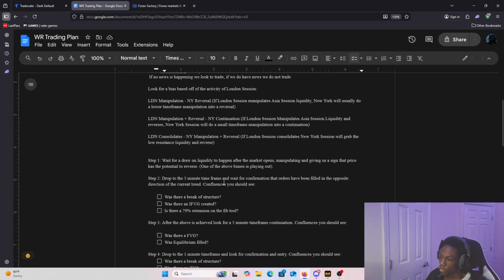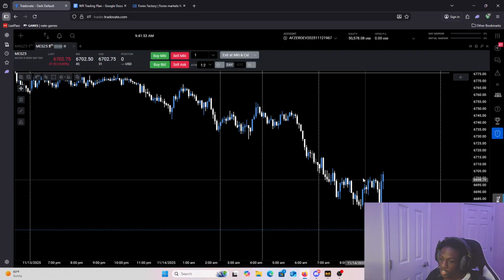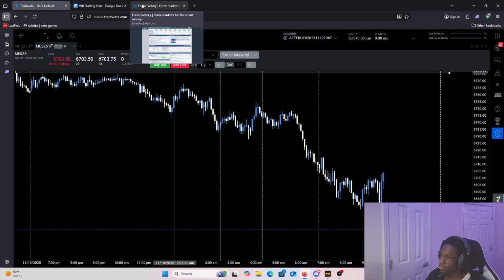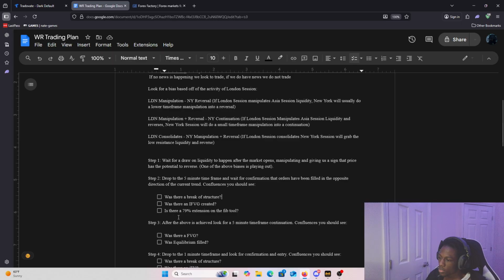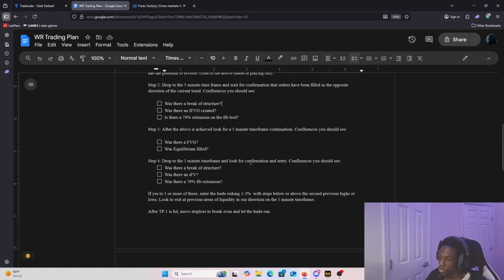Okay. Drop to a 5-minute time frame. Wait for the confirmation that orders have been filled in the opposite direction of the current trend's confidence. As you can see, was there a break of structure on the 5-minute? Yes. On NQ, there was, but on ES, no. However, that just shows that NQ is going to lead the trend. After the above is achieved, confluence you should see: was there a fair value gap? Drop to the 1-minute time frame and look for confirmation of entry. Was there a break of structure there? Okay.